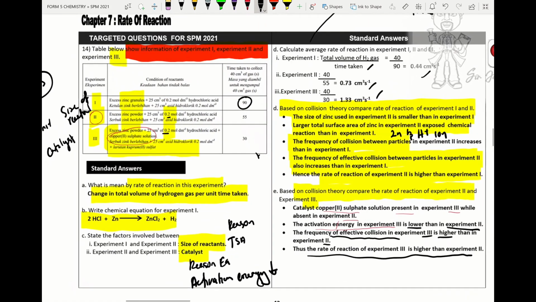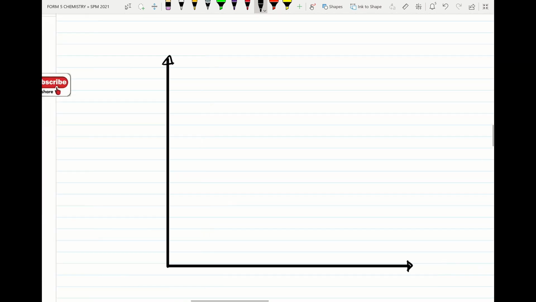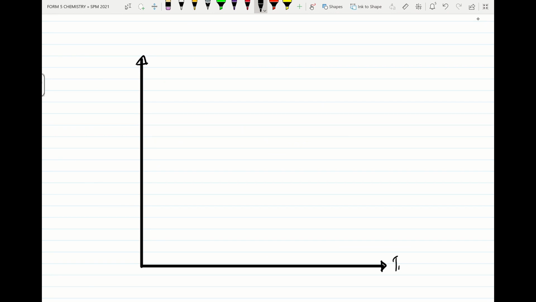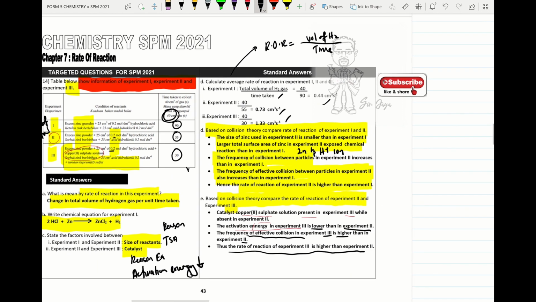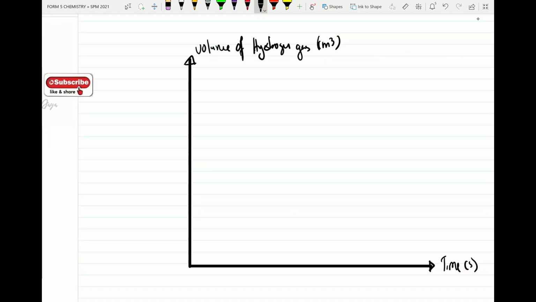If they ask to sketch the graph, the volume collected is 40, and the rate of reaction highest is experiment 3, moderate will be experiment 2, and lowest will be experiment 1. If they ask to sketch the graph, the axis x will be time, so we put unit second. Here we put volume of hydrogen gas, so the unit will be cm power 3. The volume collected is 40 cm power 3, so we put here 40 cm power 3 for all.